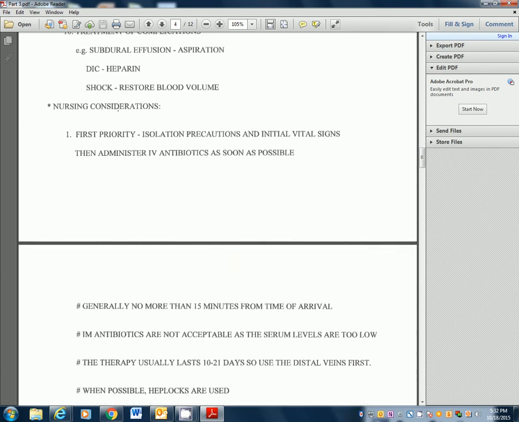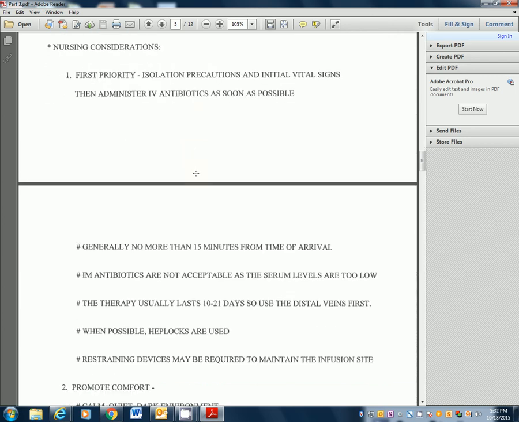A lot of times after they do the lumbar puncture in the ER, they'll go ahead and start their antibiotics downstairs, so that is already underway before you get them. Generally, no more than 15 minutes from the time of arrival, you should be getting all this set up. IM antibiotics are not acceptable because the serum levels would be too low. It has to be IV for at least 10 to 21 days.